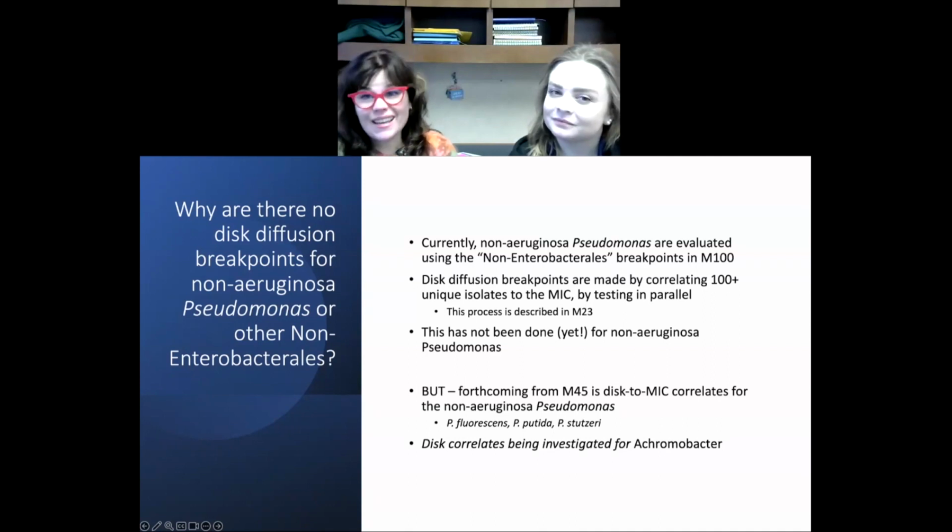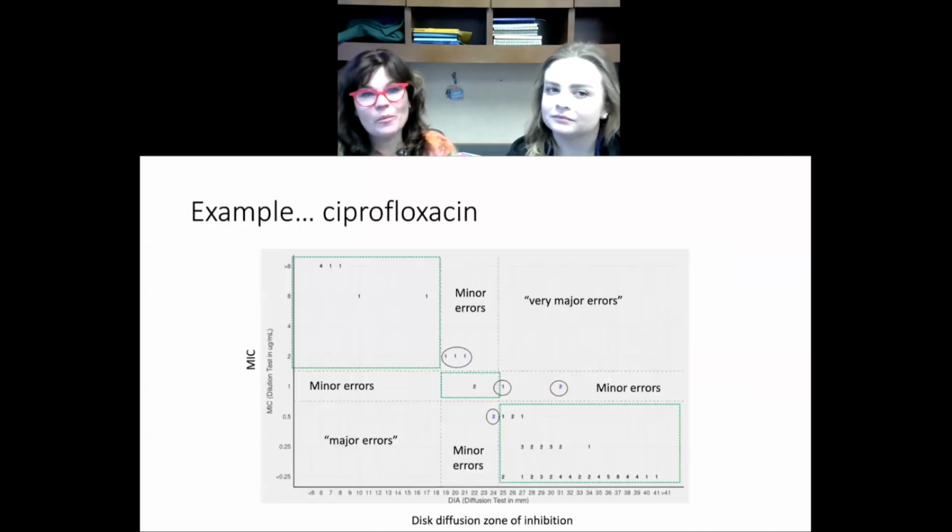So this hasn't been done yet for those non-aeruginosa Pseudomonas or some of the other non-Enterobacterales, but we are working on M45 and we are looking at disc to MIC correlates for the non-aeruginosa Pseudomonas species, so Pseudomonas fluorescens, putida, and stutzeri. And we're also looking for disc correlates for Achromobacter. So let me show you what this looks like.